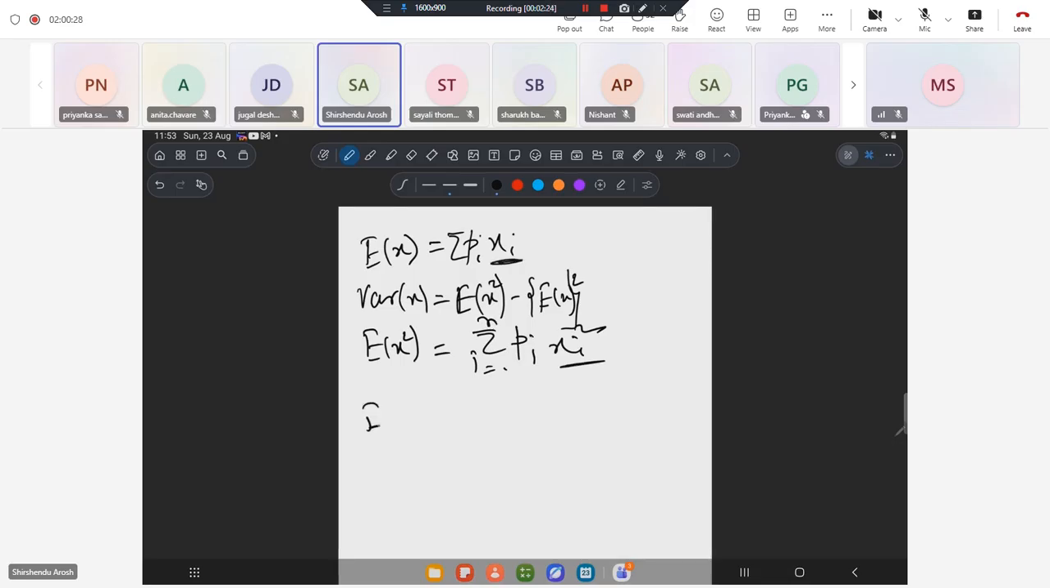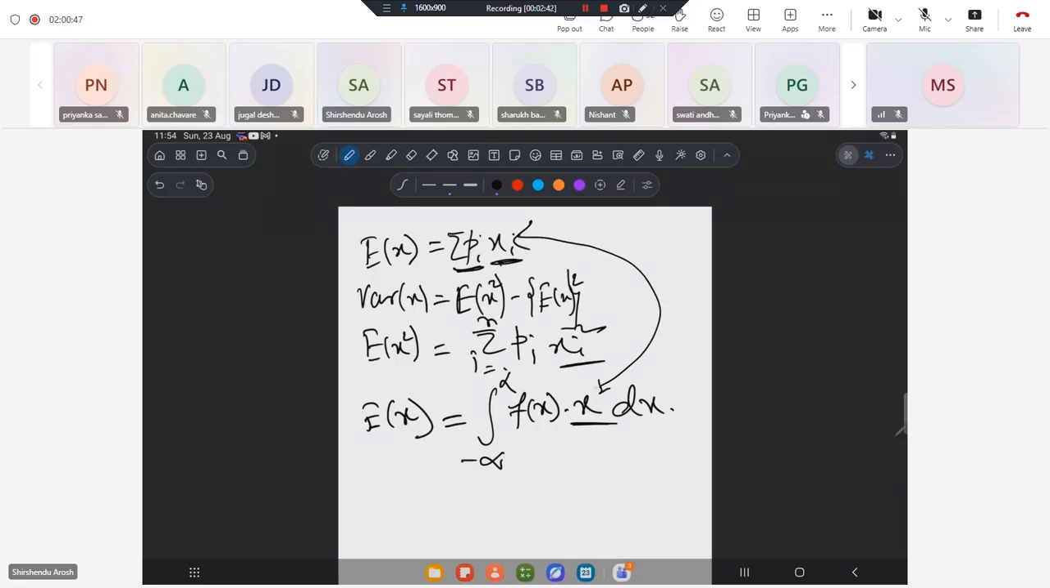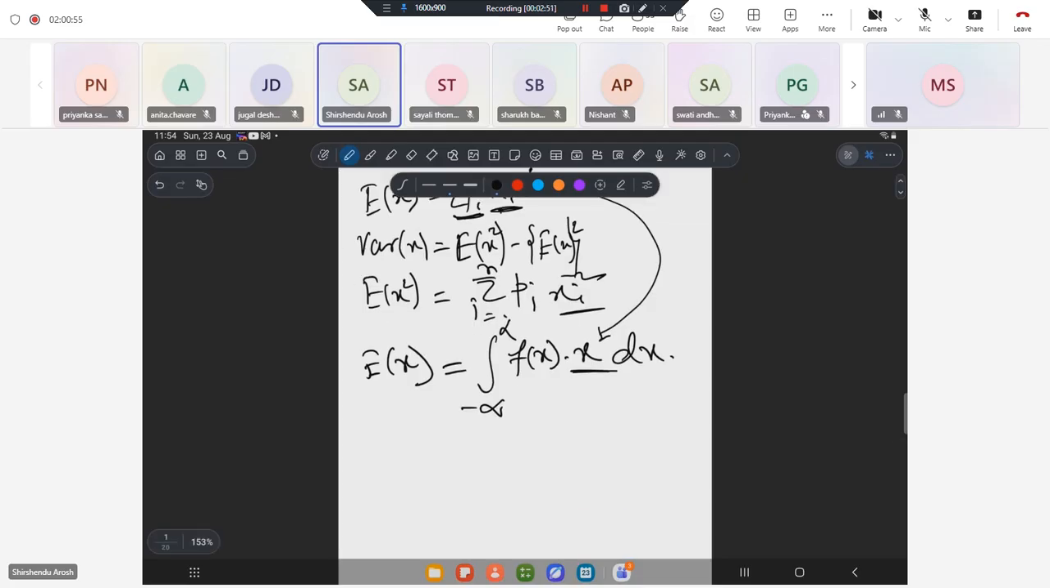So the probability multiplied by this number. Same thing we are doing here. And from minus infinity to plus infinity, fx multiplied by x dx. Same like this. So x multiplied by fx. Whatever variables you got, you are supposed to multiply this with x. That's it. And for the E of x square, the same integration will become fx multiplied by x square dx.